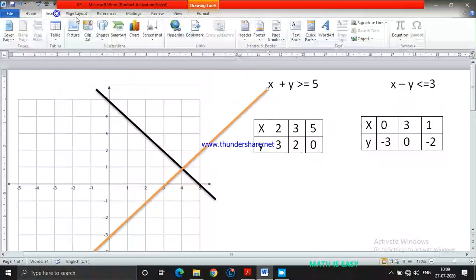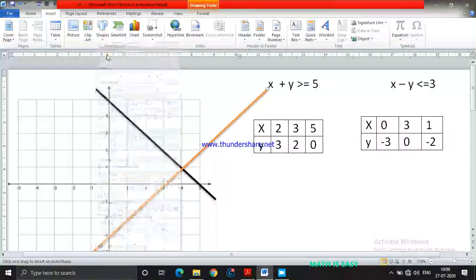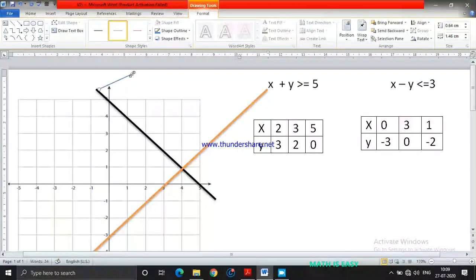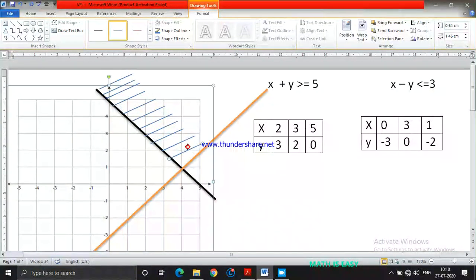Let me see if I can draw the straight lines every time. These are the lines. Let me put this here, so that you can draw with pencil. So this is the solution set, which goes above, in the above direction of the line.